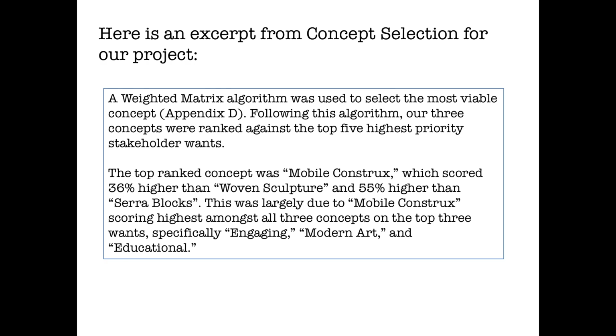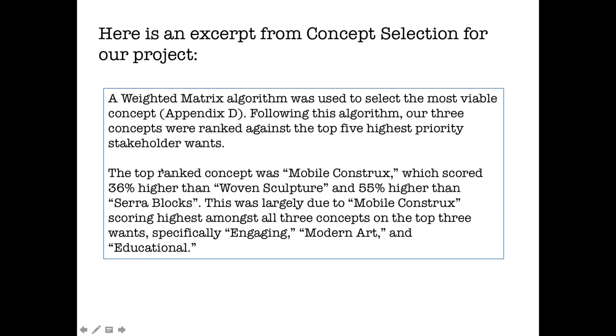Okay, so here's an example of the write-up that would go along with concept selection for our project. We're expecting 1 to 2 paragraphs that explain the process. So: a weighted matrix algorithm was used to select the most viable concept. Following this algorithm, our 3 concepts were ranked against the top 5 highest priority stakeholder wants. So it's telling me a couple things, right? I'm using a weighted matrix. I'm ranking according to wants, and I had my top 5 wants only. So maybe I had a total of 15 wants, but I'm only using my top 5.